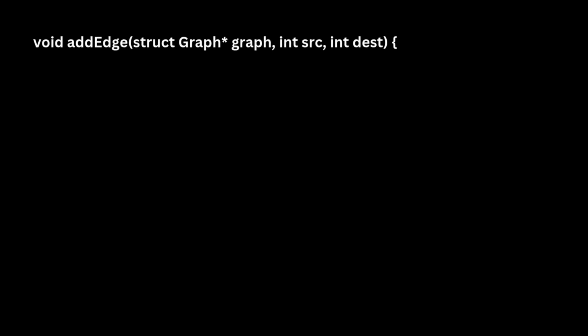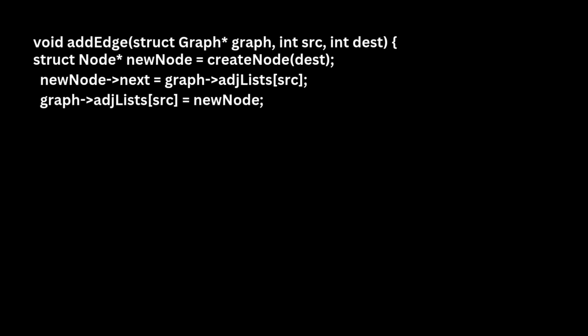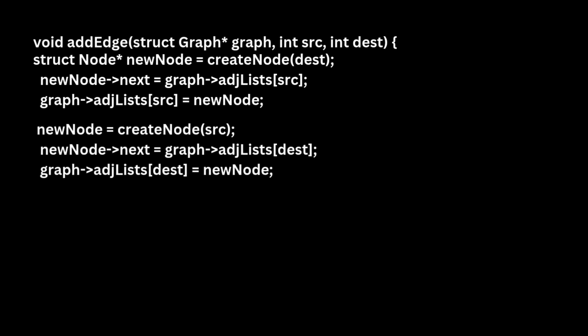Now let's add an edge. This function adds an edge between source and destination, and this adds the destination to the adjacency list of source, and this adds source to the adjacency list of the destination since the graph is undirected.